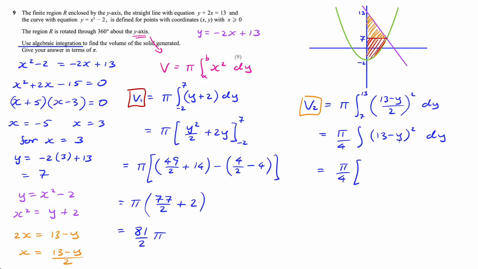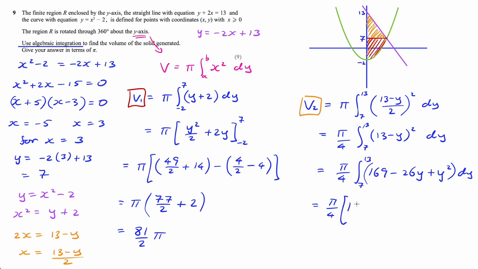Okay, maybe you'd prefer me to multiply it out first. Let's multiply it out. You can do it, but yeah, let's multiply. We get 13 squared, 169, minus, careful here, guys, it's 26y, and then plus y squared. Make sure you know how to do that. All dy, technically in a bracket. Okay, pi over 4. This is all from 7 to 13. And now we integrate.